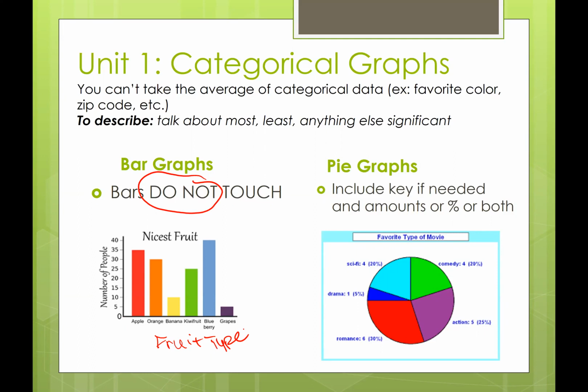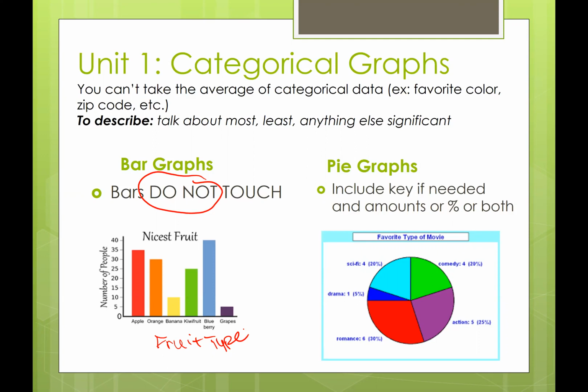You don't have to be fancy and color coordinated. This is just for fun. They're even the same color that those fruits typically come in. So if I were describing it, I would say the most popular choice for nicest fruit is blueberry. The least popular choice for nicest fruit is grapes.